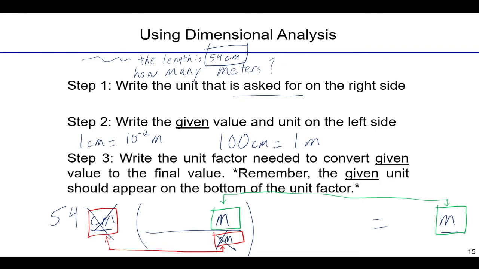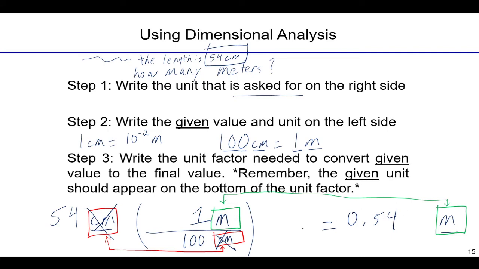What matters is that the number that goes with centimeters winds up next to centimeters in the unit factor, and the number that is next to meters winds up next to meters in the unit factor. And now you multiply across the top, divide by the bottom, and you should get 0.54 meters. Okay, so that should be the answer here. Centimeters went away, left me with meters. 54 divided by 100 times 1 is 0.54.